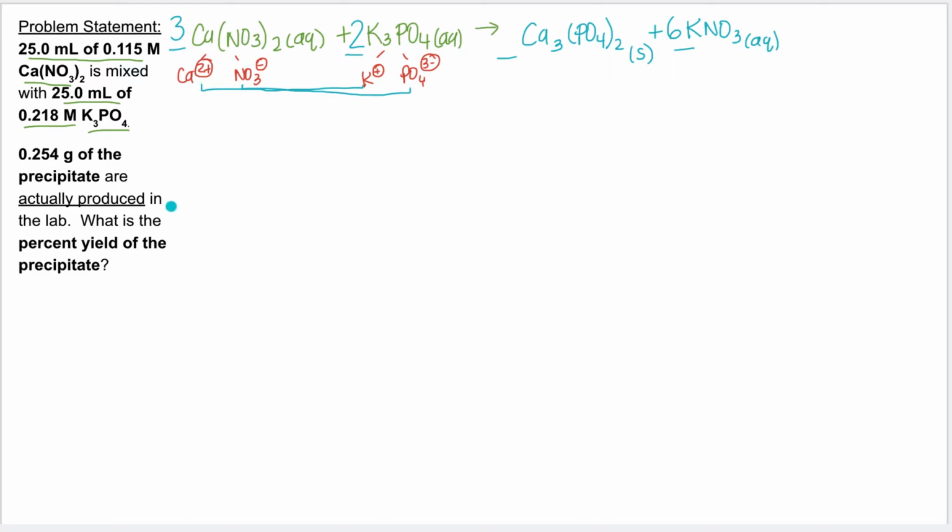Now let's kind of look at what the numbers are given to us. So it looks like we're given the milliliters and molarity for each of the reactants.